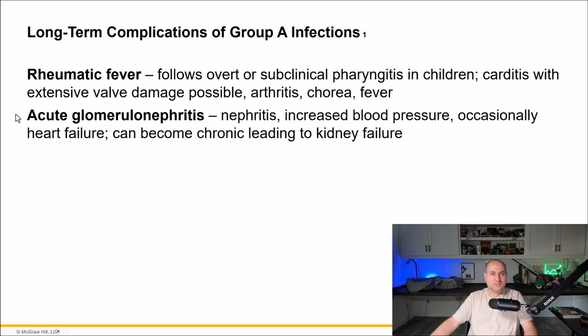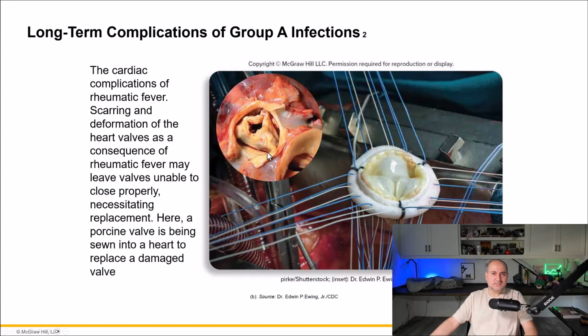Long-term complications of group A infections include rheumatic fever, which follows overt or subclinical pharyngitis in children. Carditis with extensive valve damage is possible, as well as arthritis, chorea, and fever. In fact, let me show you here. This is a complication with rheumatic fever, and notice that it's destroyed a patient's heart valve, and this patient needs a pig heart valve replacement due to this bacterial systemic infection.